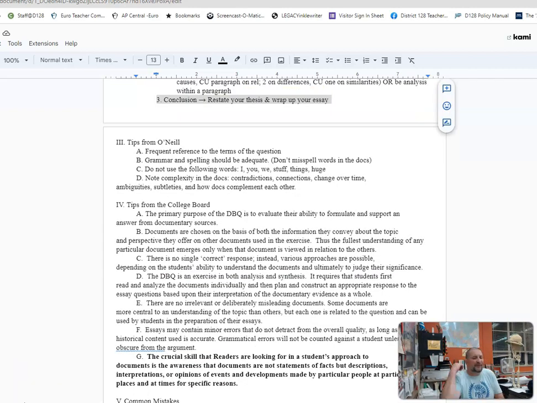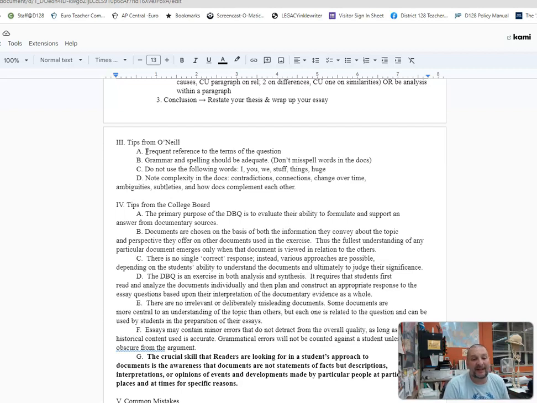Lastly, I have some tips from me, some tips from the College Board, and then some common mistakes. Biggest tips for me are make frequent references to the terms of the question. Use the words that they give you in the question. They want to see those, and it makes it a lot easier for the reader to figure out what your argument is.